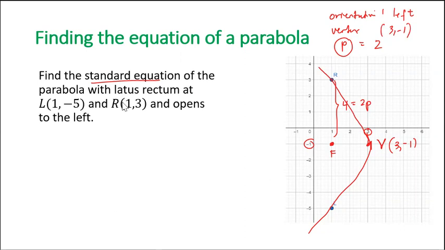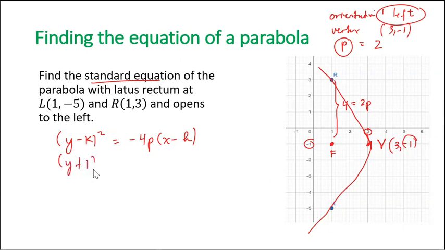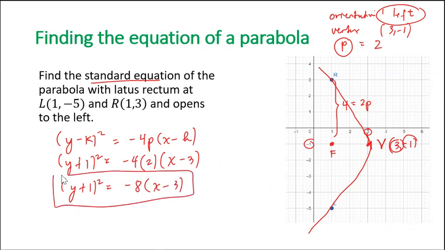So we can easily determine now the equation because we know the orientation. It is opening to the left. And the standard equation of a parabola opening to the left is (y - k) squared is equal to -4 times p times the quantity (x - h). So since k is -1, that's going to be (y + 1) squared is equal to -4 times the value of p, which is 2, times (x - 3), where h is 3. So we get (y + 1) squared is equal to -8 times (x - 3). And this is the standard equation of the parabola given the following conditions.